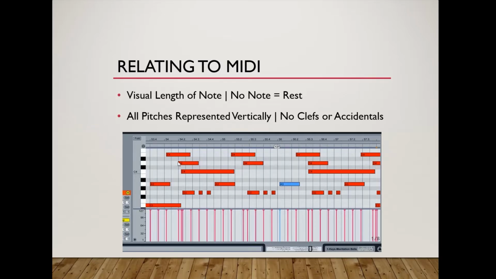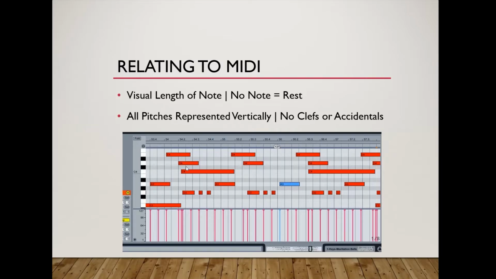And additionally, there's no staves in MIDI data. It's just every single note is represented vertically. So the higher a note is, the higher it is in terms of pitch. The lower it is visually, the lower it is in terms of pitch. So there's no need for accidentals or clefs because each of these are half steps.